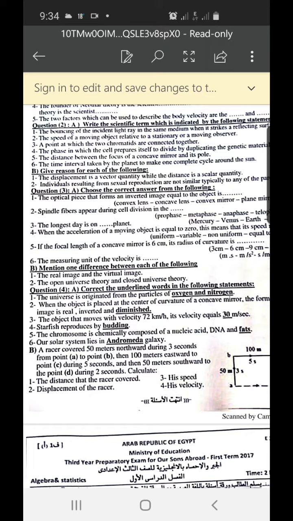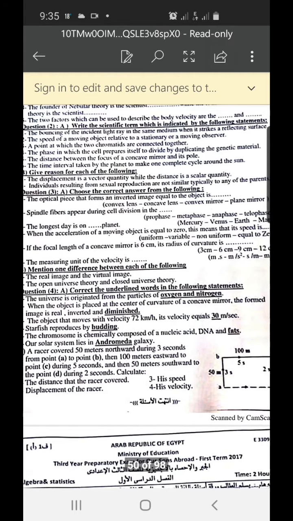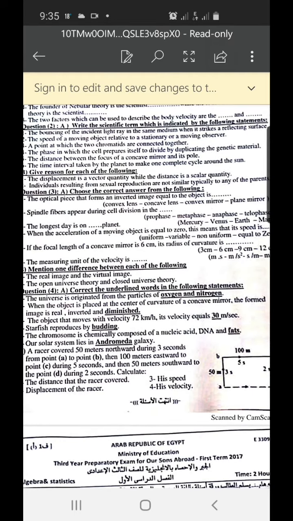Question number 3, choose the correct answer from the following. The optical beams that form an inverted image equal to the object. Convex lens, concave lens, convex mirror, plane mirror. Inverted image and equal, we have here the convex lens. The answer is convex lens.